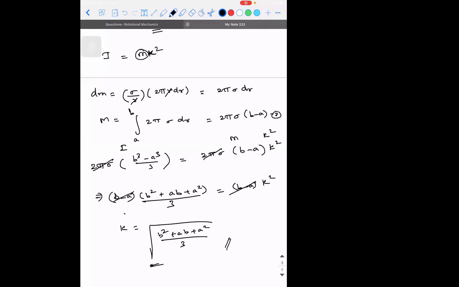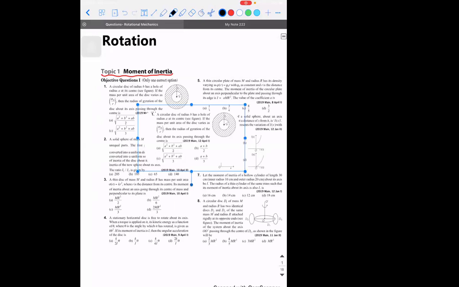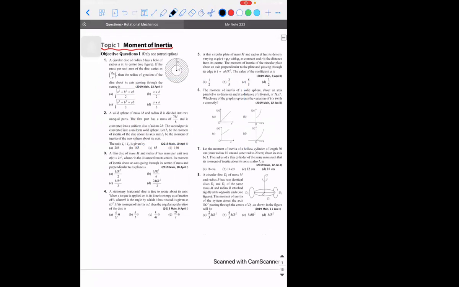Okay. We'll do a similar problem. That is problem number 3. I thought we'll do this first, then we'll go to the second one.